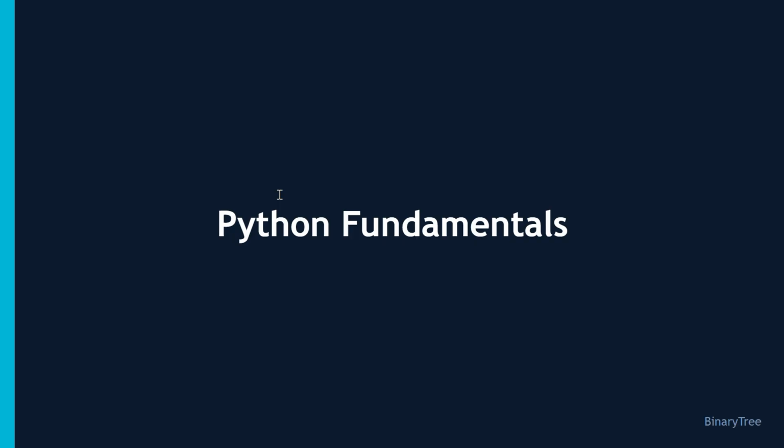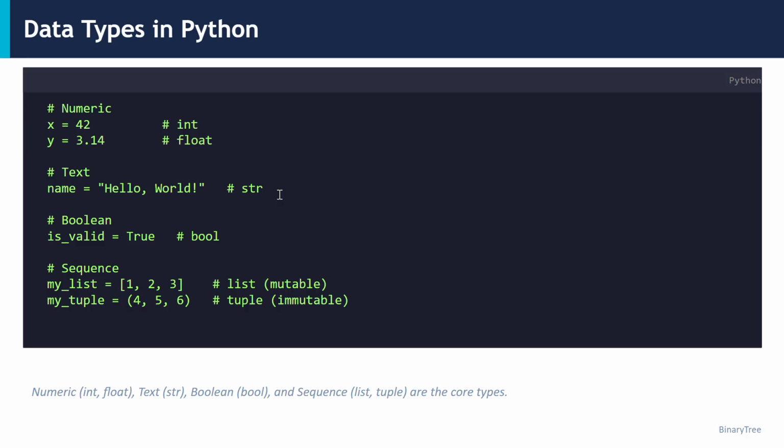But now let's move away from theory. Let's get into the actual fundamentals of how to write the code. First, let's look at data types. These are the kinds of information Python can hold. Look at the code on the screen. We have numeric types, an integer like 42, and a float like 3.14 with a decimal. We have text called a string, which is always wrapped in quotation marks. We have a boolean, which is simply True or False, and we have sequences, a list written in square brackets, which you can change, and a tuple in parentheses, which is fixed. Those are the core building blocks of every Python program.